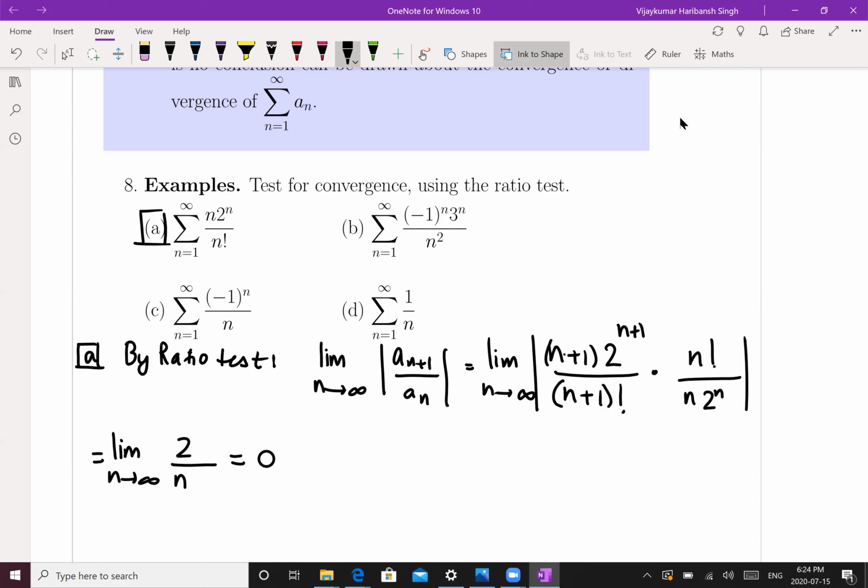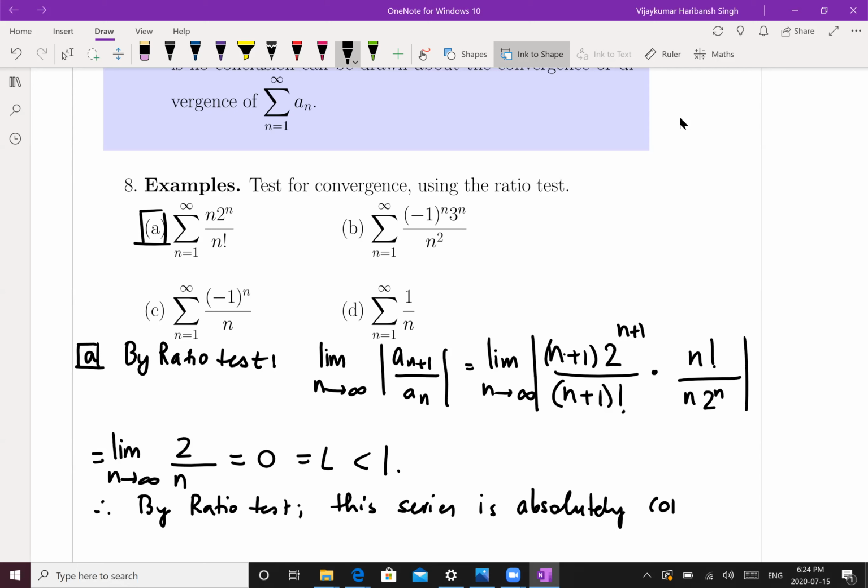And hence we get this, which is L, and clearly L is less than 1. Therefore, by the ratio test, this series is absolutely convergent.